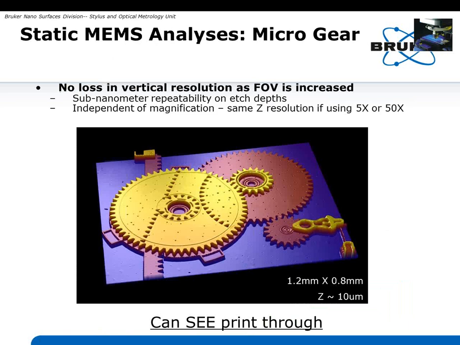So one of the advantages of interferometry for MEMS devices is there's no loss in vertical resolution no matter what your field of view is. Again, this is a microscope. And so I can pick an objective that's a 1x objective with a 15 millimeter field of view, or I can pick a 115x objective with a 10 micron field of view, and almost anything in between. And as you scale your lateral resolution and your lateral field of view, you get no loss in the sub-nanometer vertical capabilities. And so even on a device like this microgear, you can see print through from the manufacturing process, from the lithographic process. Very fine details can be imaged even over large fields of view.